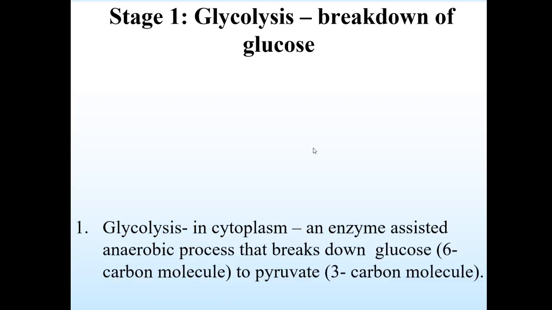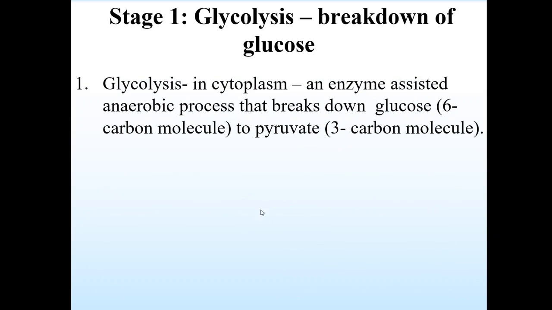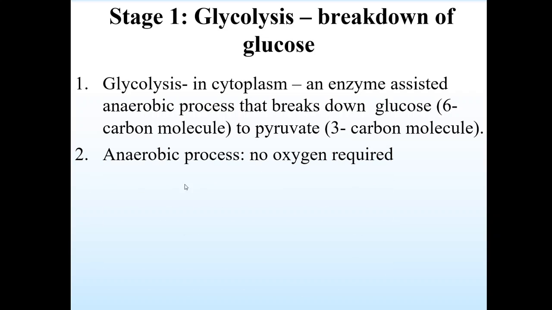All right, let's look at stage 1, glycolysis. This is the breakdown of glucose. Glycolysis happens in the cytoplasm, enzyme assisted. It's an anaerobic process. An means no oxygen, so aerobic talks about oxygen, and an is no oxygen. It's a process that breaks down glucose to what we call pyruvate. You don't have to know too much, just know it's called pyruvate. Like I just said, no oxygen is actually required in the cytoplasm.